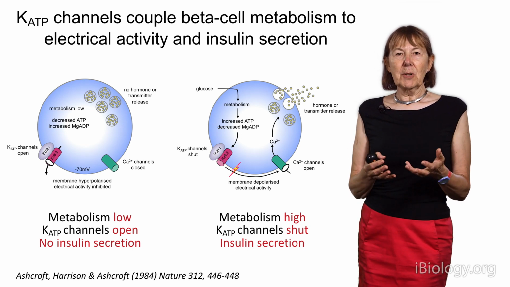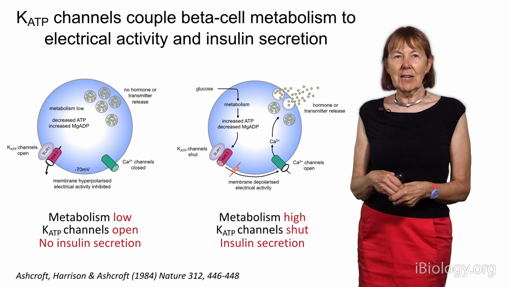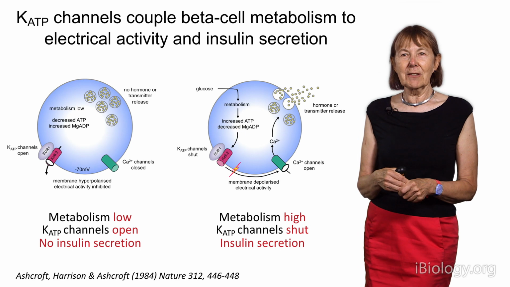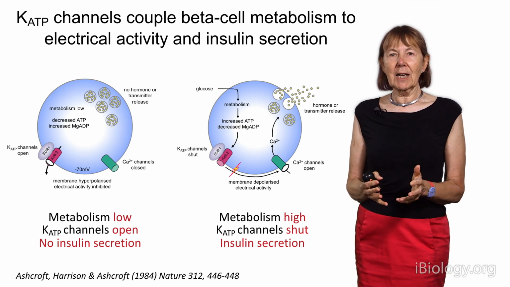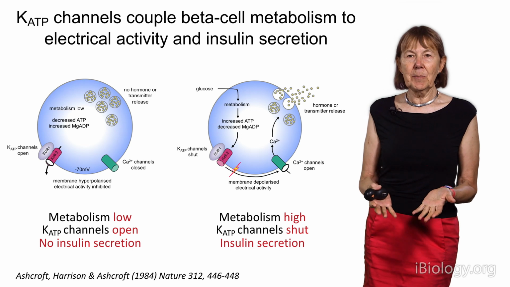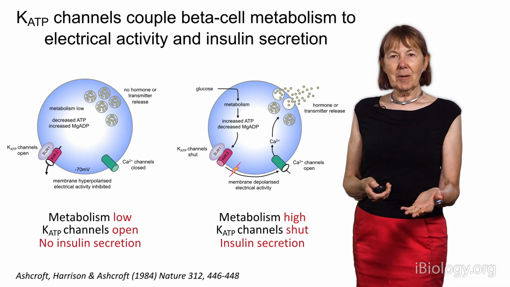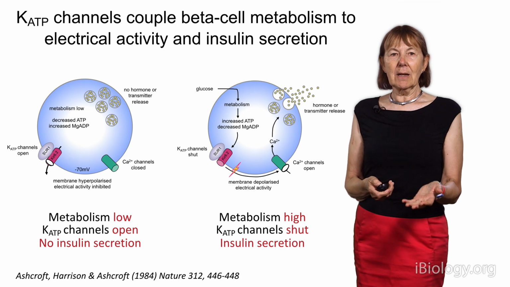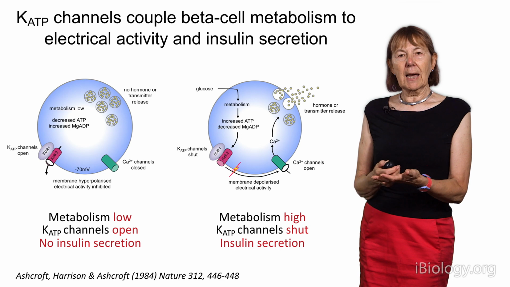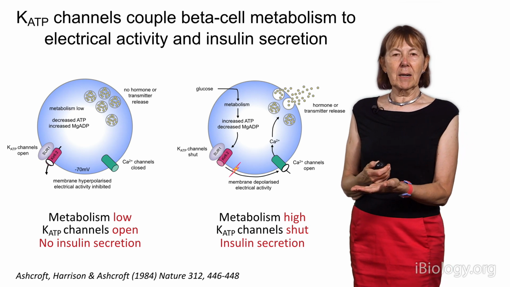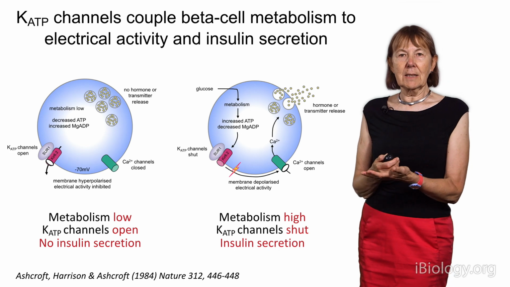The mechanism by which metabolism regulates the activity of the KATP channel is through changes in the intracellular concentrations of adenine nucleotides, because ATP inhibits the channel and magnesium ADP stimulates channel activity. And of course, when metabolism is low, ATP levels are low, so the channel is open. And when metabolism is elevated, because of elevated blood glucose levels, then ATP levels are higher and the channel is inhibited.